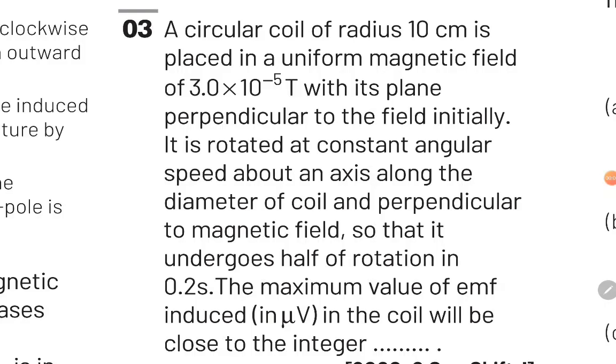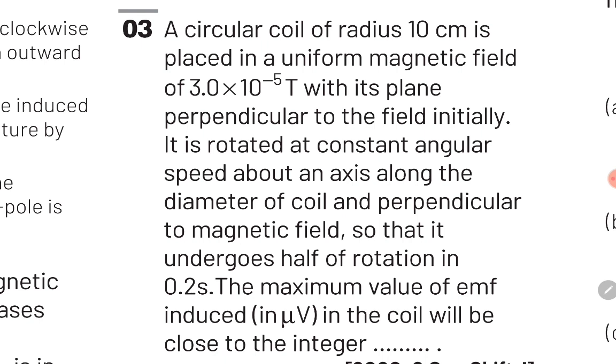Yes students, the second question of this chapter is: a circular coil of radius 10 centimeter is placed in a uniform magnetic field of 3 into 10 raised to minus 5 Tesla with its plane perpendicular to the field initially. It is rotated at constant angular speed about an axis along the diameter of the coil and perpendicular to the magnetic field so that it undergoes half rotation in 0.2 seconds. The maximum value of EMF induced in the coil will be.